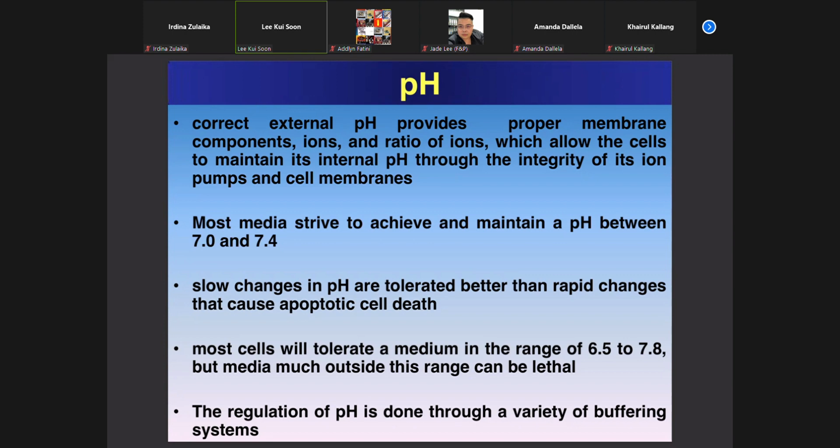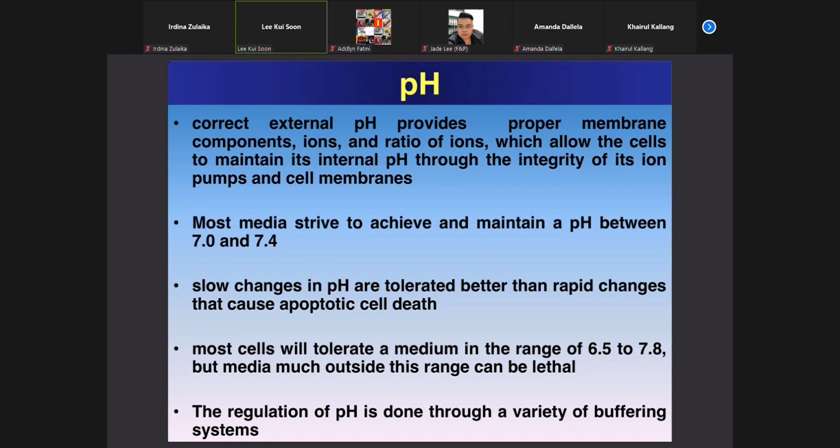For example, there are certain fermenters, for example when we want to culture our bacterial cells. Some of the fermenters are equipped with a buffering system. Okay, they have the alkali and also the acid. So if the pH drops, then the alkali will be added into the medium automatically. Or if the pH of the medium rises, then the acid will be added automatically into the media. Okay, so they have an automated buffering system, right?